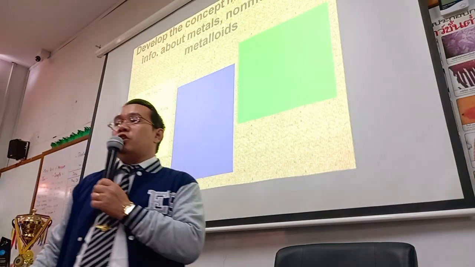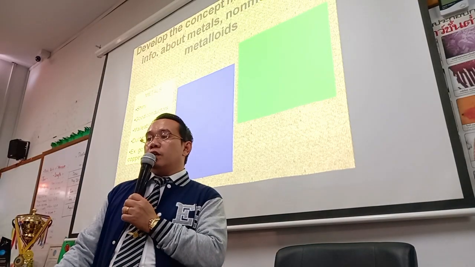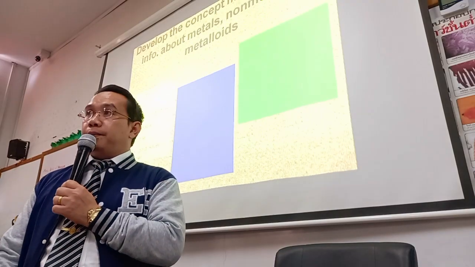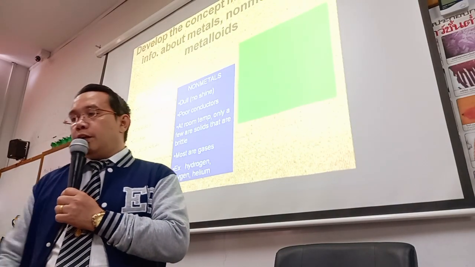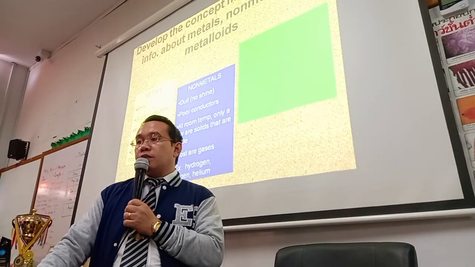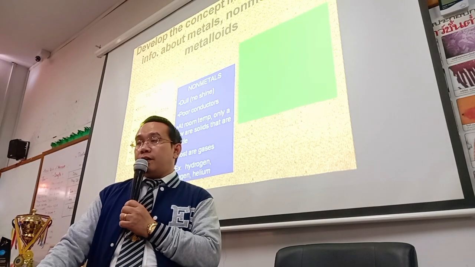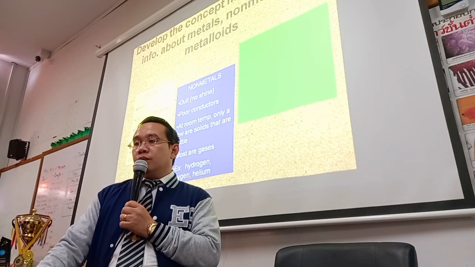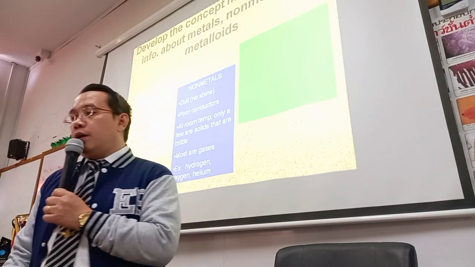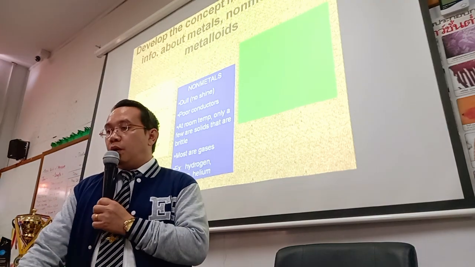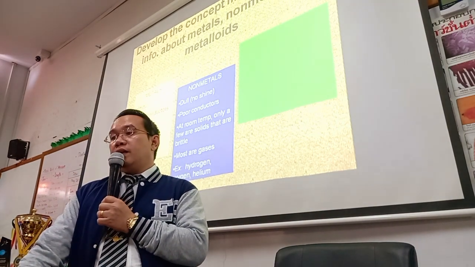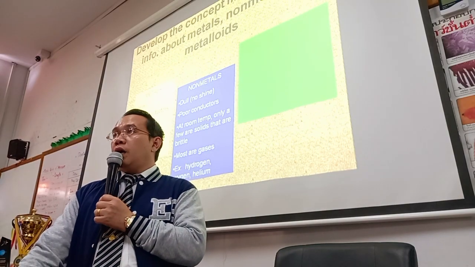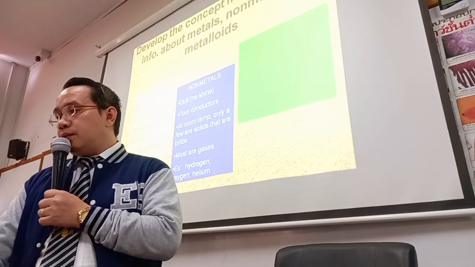Metals are usually shiny, good conductors, malleable, and ductile, like gold, silver, and copper. Then, non-metals are usually dull, not shiny, and poor conductors. At room temperature, only a few are solid, and those are brittle. Most are usually gases. Like what? Hydrogen, oxygen, helium, and other gases.